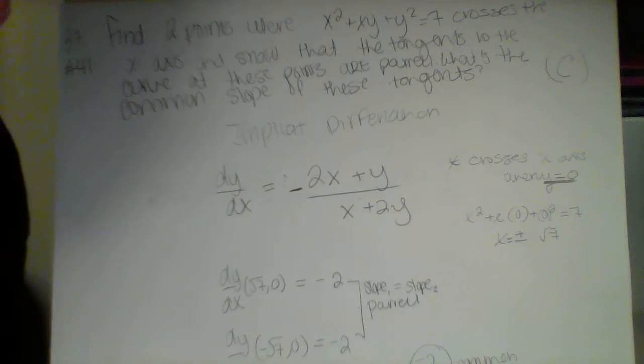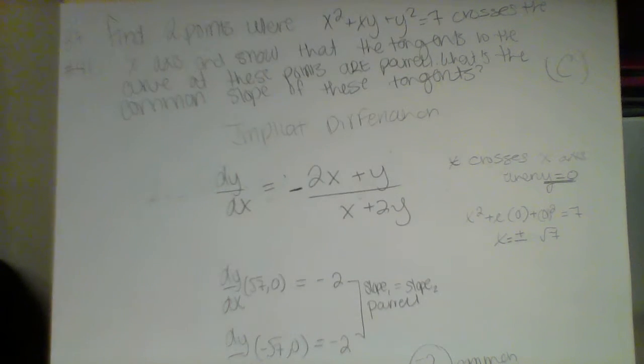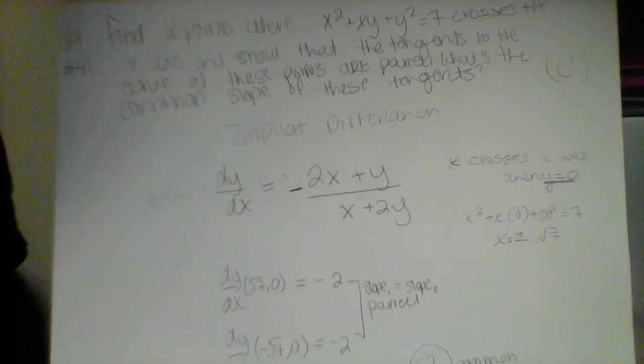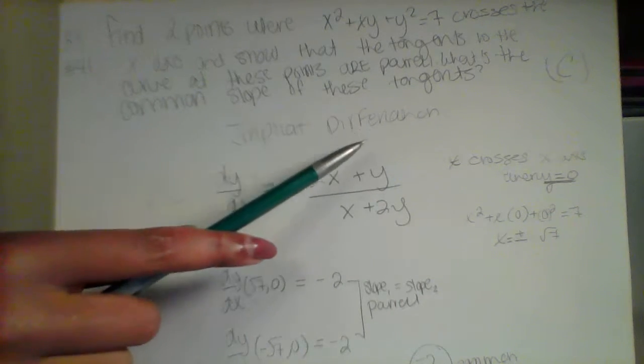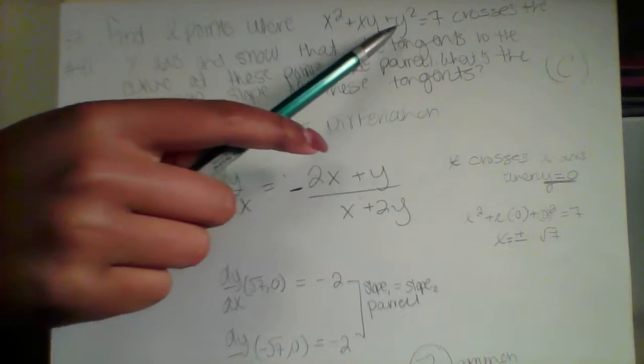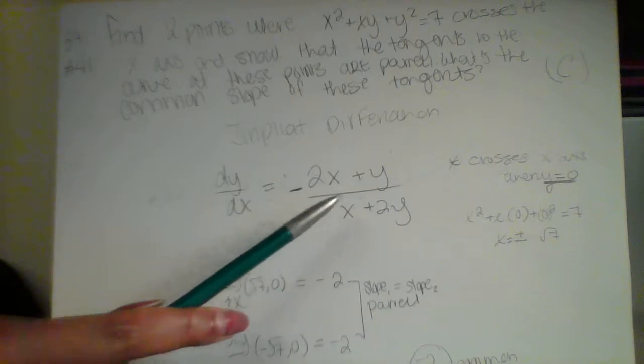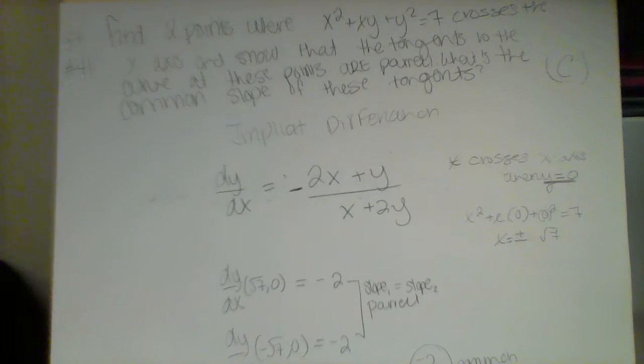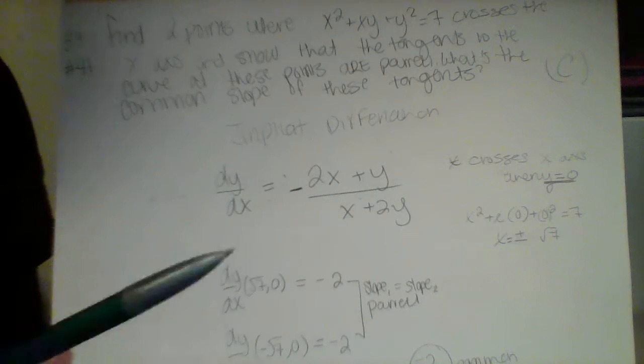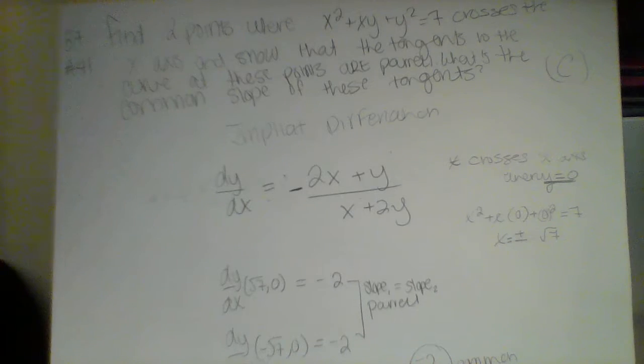And here we'll be using something called implicit differentiation, which is basically solving for y and x, both their derivatives at once. So in this case, dy over dx, the implicit differentiation of x squared plus xy plus y squared equals 7, is negative 2x plus y all over x plus 2y. After you implicitly differentiate and find the dy over dx, your next step is to do as the directions say, which is to find the 2 points where the function crosses the x-axis.